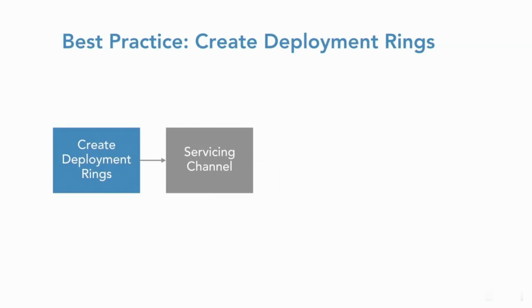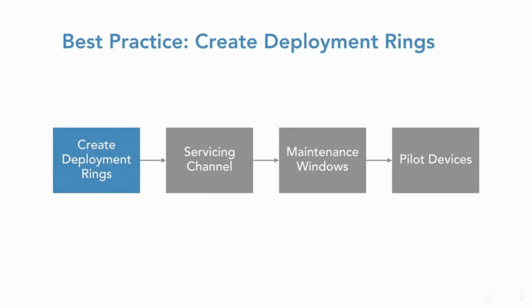It can be a difficult task to manage updates for thousands of devices within a large organization. However, Windows Update for Business allows you to organize devices into groups called deployment rings. These deployment rings are used to control when devices receive updates by allowing you to phase updates.